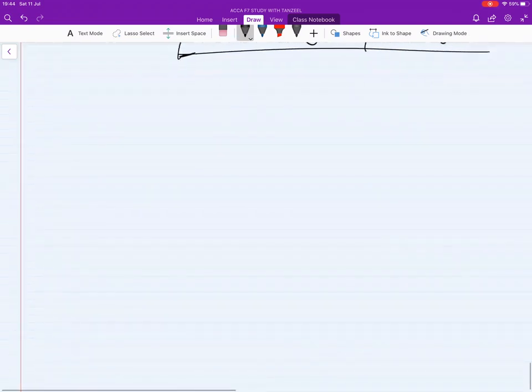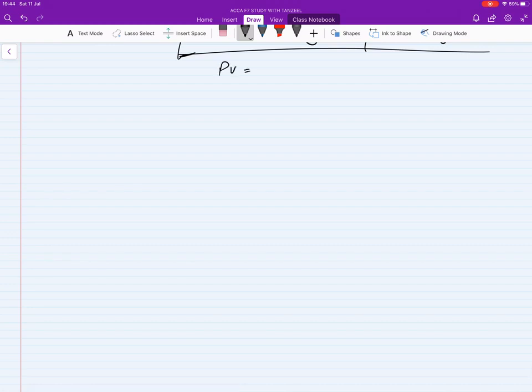Okay, let's do the example. So how we will calculate present value: this is the way we calculate. Cash flow multiplied by 1 plus i raised to power minus r. r will be the number of years and i will be the interest.